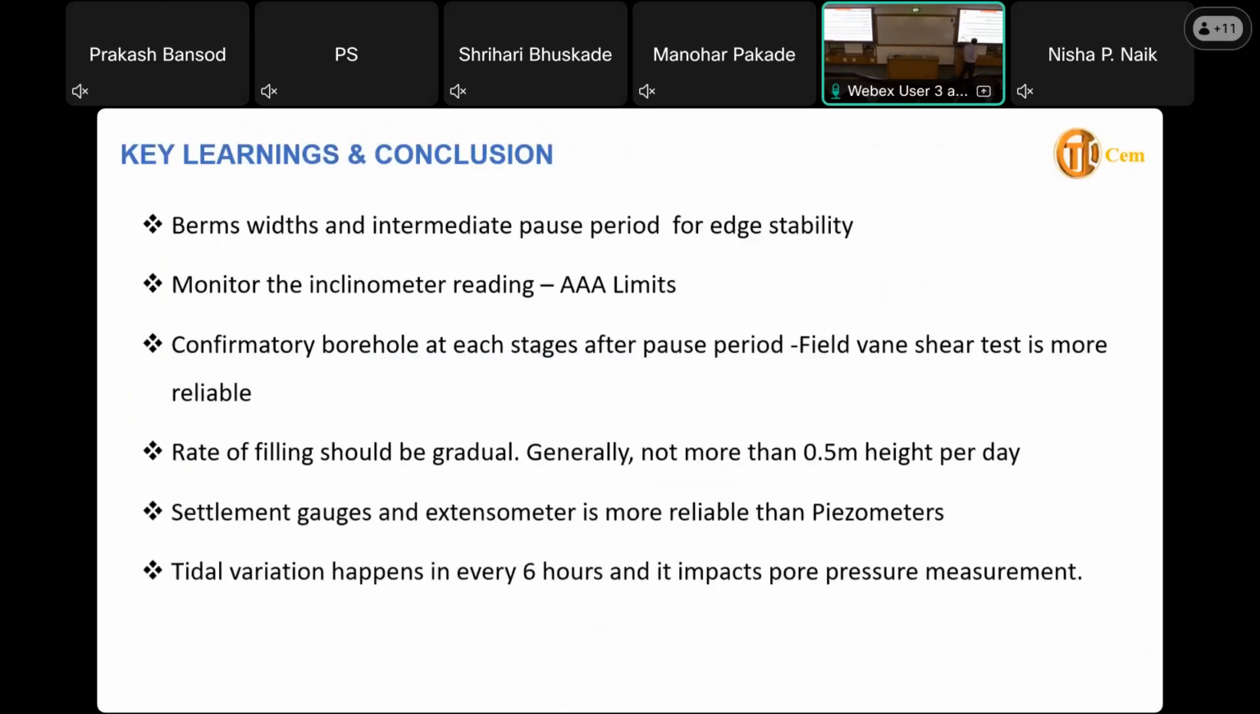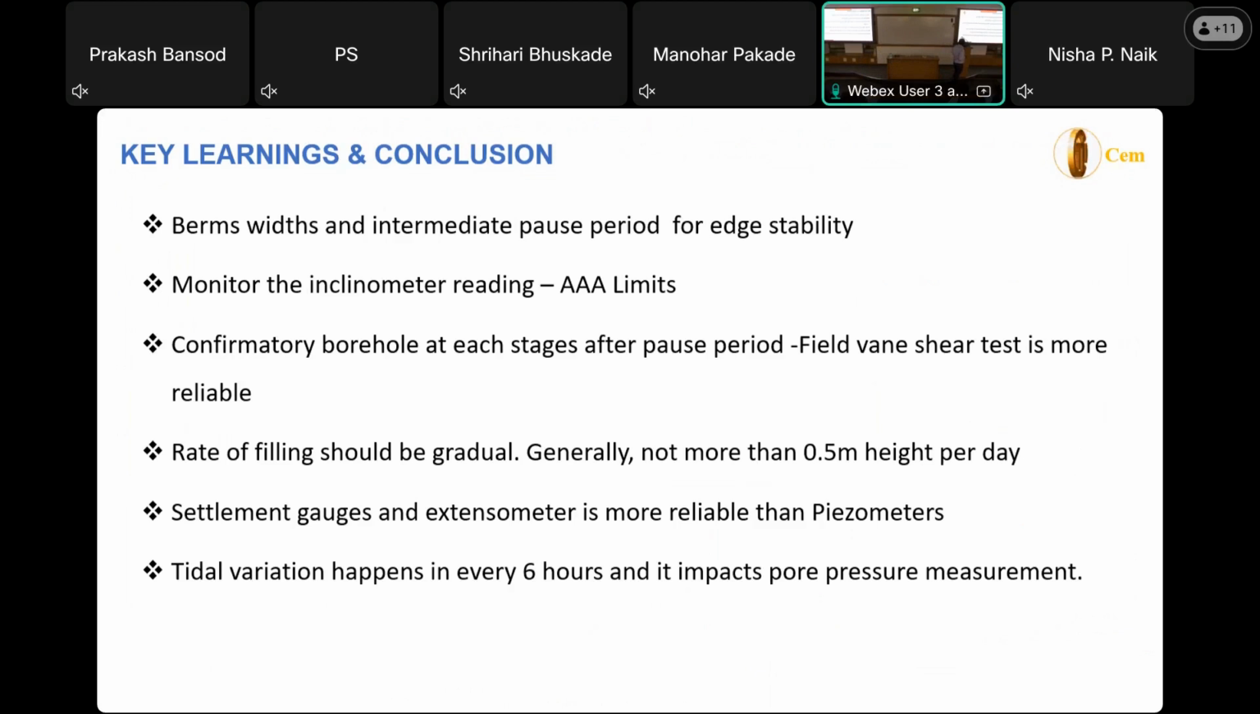So what are the key learnings and conclusions? Our understanding from this project is that a rest period with intermediate pauses is very essential. You have to check at every stage. What are the widths required? Monitoring of the inclinometer readings with the trigger limits needs to be clearly put in place. Everybody should take this very seriously. Otherwise, it will create massive damage to the project, in life as well as money.